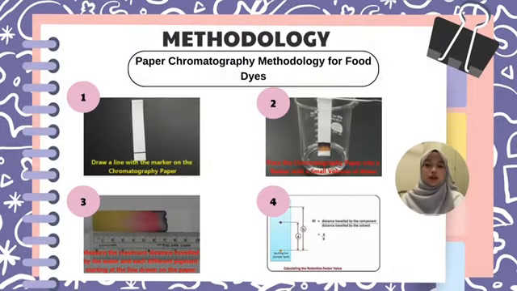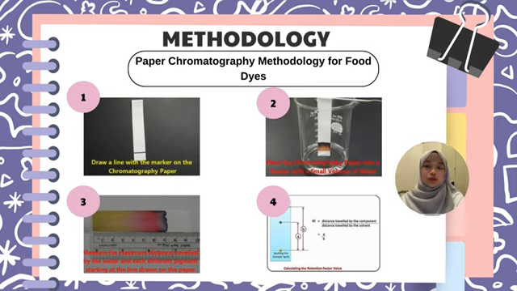First of all, you have to cut the filter paper or chromatography paper into strips of uniform size. Mark a pencil line near one end of each strip where the samples will be applied. Choose a suitable solvent or solvent mixture based on the polarity of the food dyes being analyzed. Common solvent systems for paper chromatography include water or alcohol mixtures of varying concentrations. Prepare small volumes of each food dye solution to be analyzed. In this experiment, a purple, green, and yellow color was used.